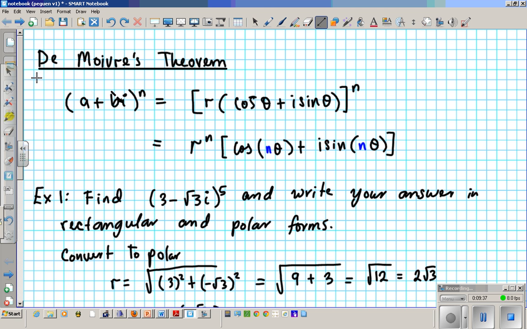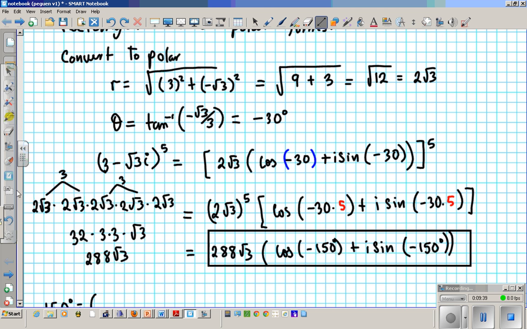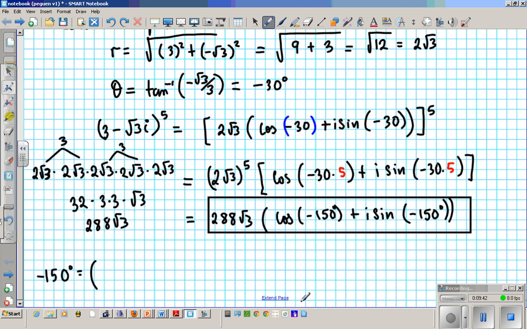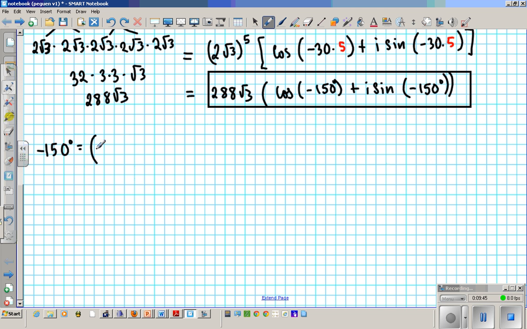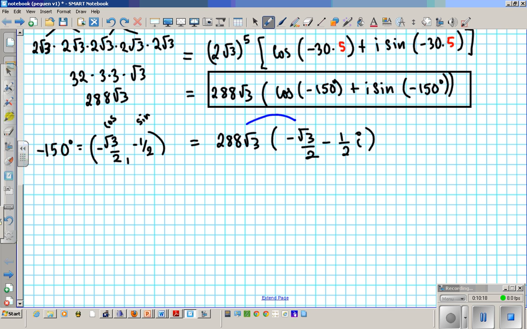So let's apply that here for negative 150. It is going to be negative root 3 over 2, comma, negative 1 half. Remember the x coordinate is cosine and the y coordinate is sine. So we're going to put that in here. We're going to have 288 root 3 times negative root 3 over 2 minus 1 half i. So we just distribute this 288 root 3 to both of these numbers right here.